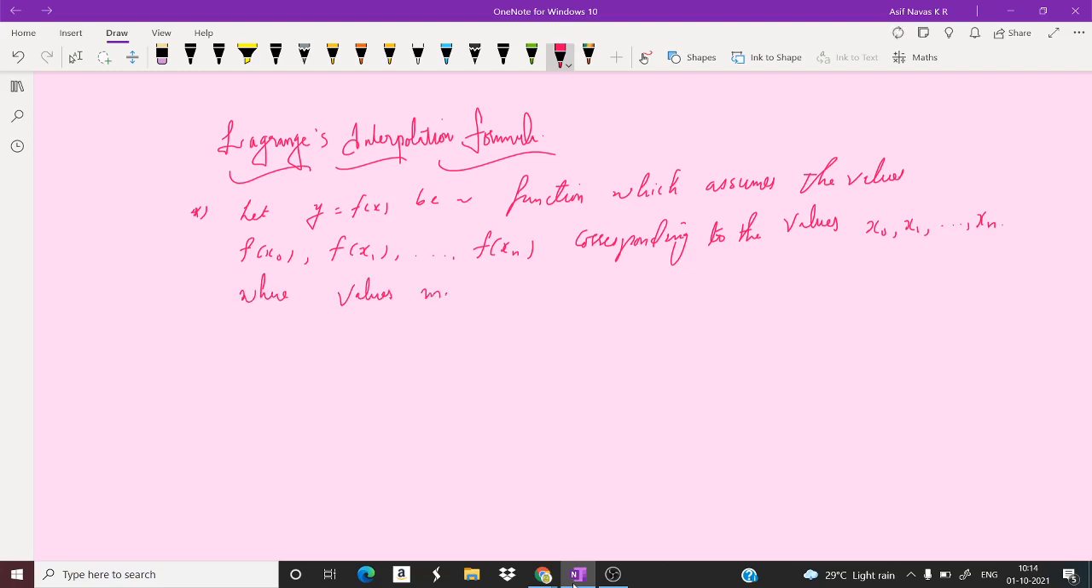values may not be equidistant or equispaced. That means the space between x naught, x1, x2 may not be equal. Okay. In Newton's forward and backward difference formula, they are equispaced, but in Lagrange's interpolation formula, it may not be equispaced.